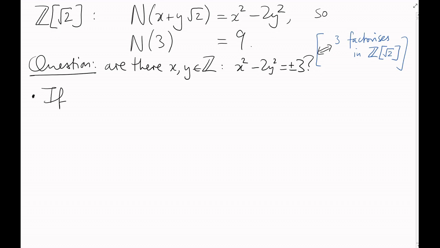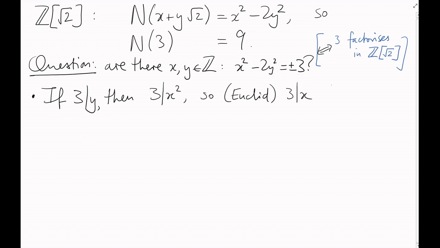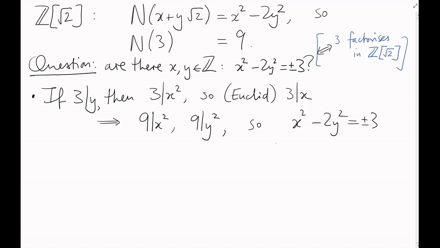Firstly, we can rule out the case where 3 divides y. If 3 divides y, then x squared is a multiple of 3, and by Euclid's lemma, that means that x is a multiple of 3. So x squared and y squared are actually divisible by 9. Now, mod 9, the equation x squared minus 2y squared equals plus or minus 3 reduces to 0 equals plus or minus 3. That can't happen. So now we know that 3 doesn't divide y.